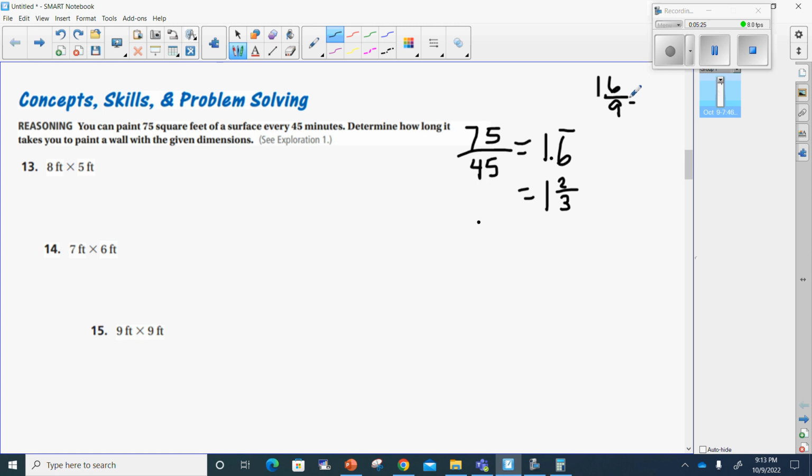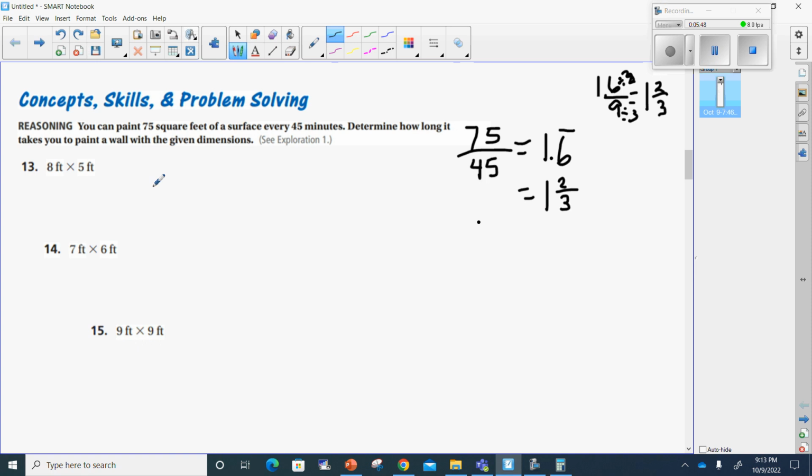Okay? And this is going to be equal to 1 and 6 over 9. Both of these are divisible by 3. 6 divided by 3 is 2. And 9 divided by 3 is 3. And that's how we get 1 2/3.